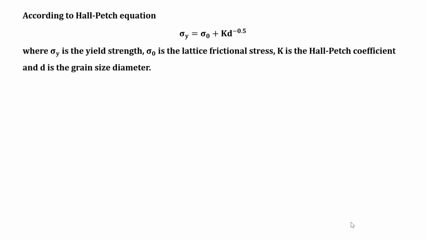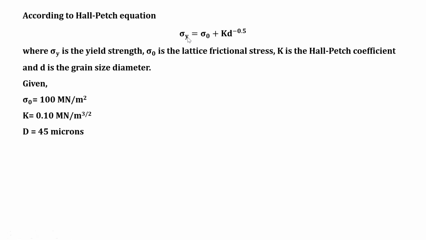Okay. So next, according to the Hall-Petch equation, we have to find out the yield strength of the material. As you mentioned, the Hall-Petch equation is given by sigma y is equal to sigma 0 plus k d power minus 0.5, where sigma y is the yield strength, sigma 0 is the lattice frictional stress, k is the Hall-Petch coefficient, and d is the grain size diameter. Out of these, sigma 0 is given to us, k is given to us, d we obtained just now, that is 45 microns. On substituting all these values, we will get the value of sigma y.